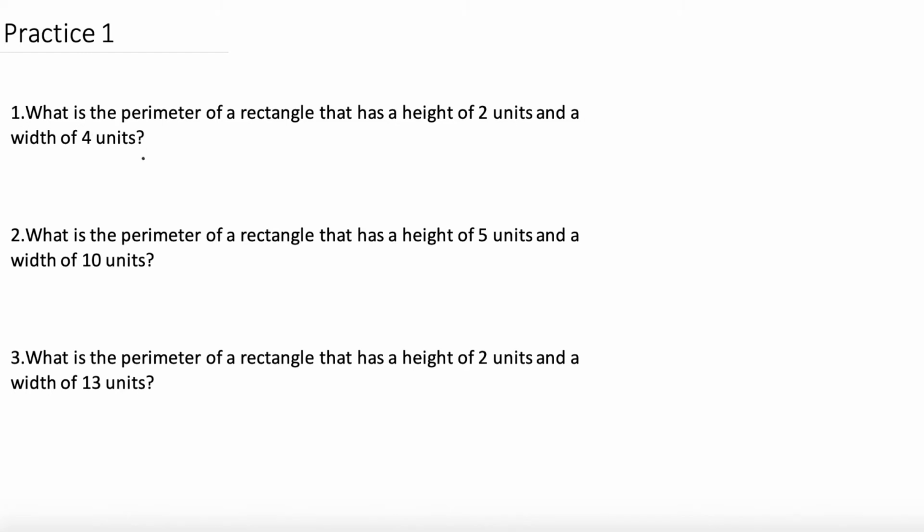Number 1. What is the perimeter of a rectangle that has a height of 2 units and a width of 4 units? So let's draw this. A height of 2 units, width of 4. That's not exactly right, but it's okay. To find the perimeter, we add all the sides together. So this is 2 and this is 4. We go 2 plus 4 plus 2 plus 4. 2 plus 4 equals 6. 6 plus 6 equals 12. So we get 12 units.